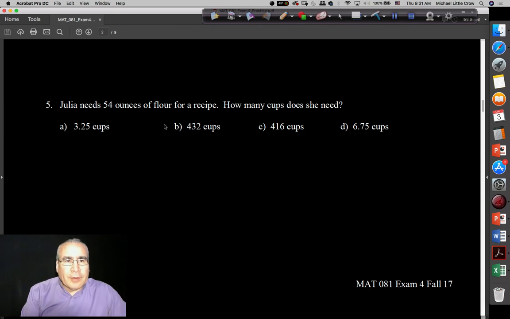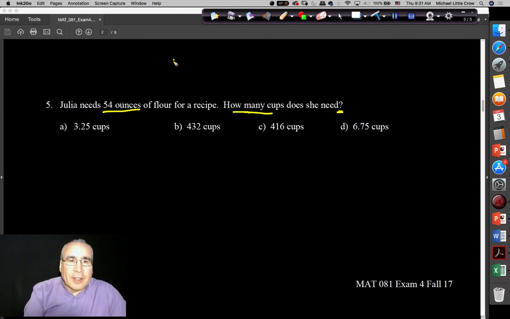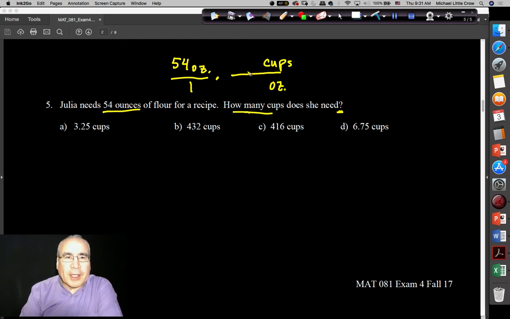Okay. So we've got Julia. The question is how many cups, and she needs 54 ounces. So again, what we're going to do is take our 54 ounces and abbreviate it OZ over 1. We're going to multiply it by the conversion factor that is going to have ounces in the bottom and cups in the top, if we can find such a deal. Sometimes we got to do multiples, but I think most of these questions are going to be a single conversion.